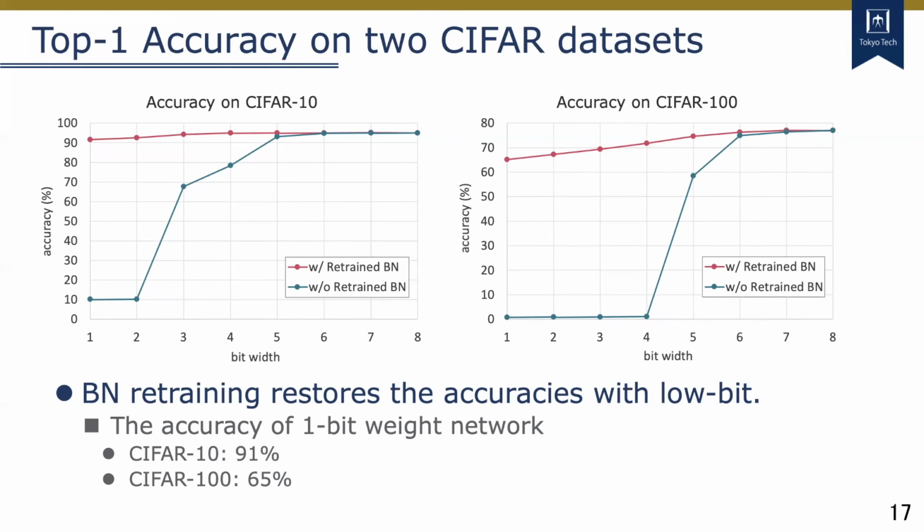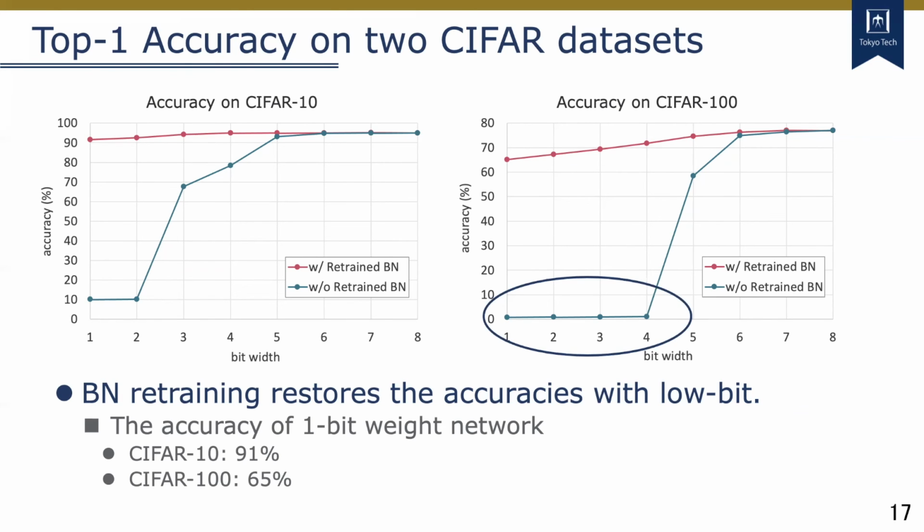These two figures show the accuracy on CIFAR 10 and CIFAR 100. The red line shows the accuracy with retraining BN for each bit width, and the blue line shows the accuracy without retraining BN. From these figures, we can confirm narrowing the bit width of BWB weights degrades the accuracy. However, we can also confirm retraining BN significantly restores the accuracy with low bits. In particular, we can see CIFAR 10 has significantly improved accuracy from 1 bit to 4 bit, and CIFAR 100 has improved accuracy considerably from 1 bit to 5 bit. And the accuracy of the 1-bit weight network on CIFAR 10 and CIFAR 100 improved to 91% and 65% respectively.